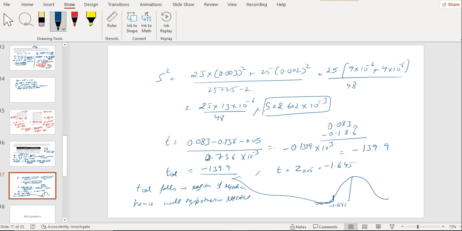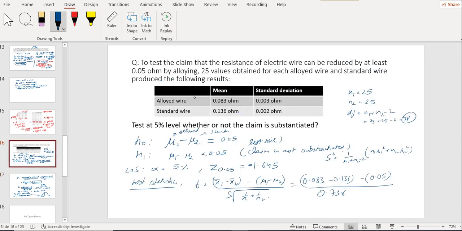So what do we conclude here? It means that his claim is substantiated: whatever he is claiming, that the resistance is reduced by 0.05 ohm, that claim is correct. So in this particular part we have discussed the problem based on the small sample test and the difference of t-test also.